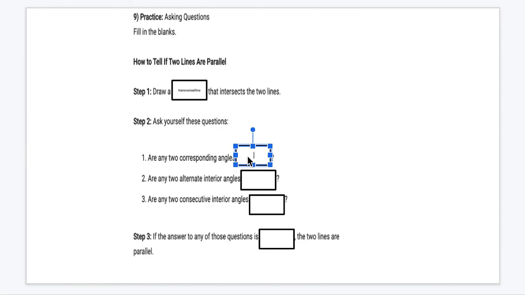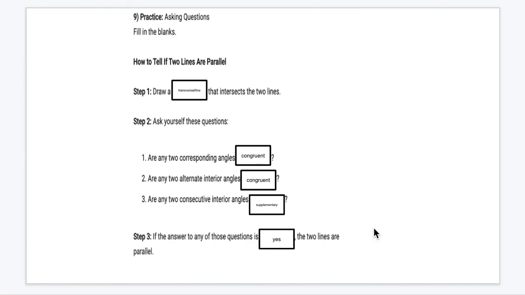So I want to see, are any two corresponding angles congruent? Because if they are, then you have parallel lines. Are any two alternate interior angles congruent? Same kind of thing. If they are, then you have parallel lines. And then are any two consecutive interior angles supplementary? Because if they are, right, if the answer to any of these questions is yes, then the two lines are going to be parallel, right?